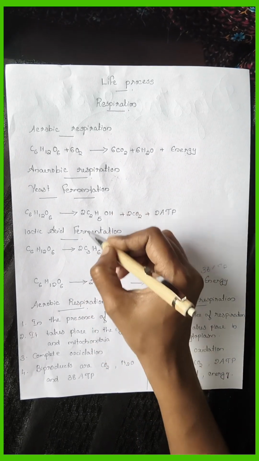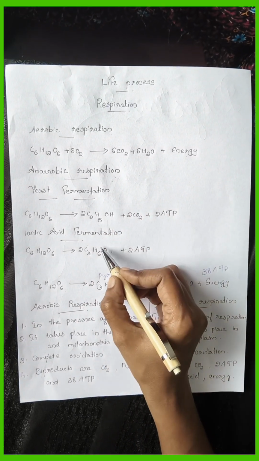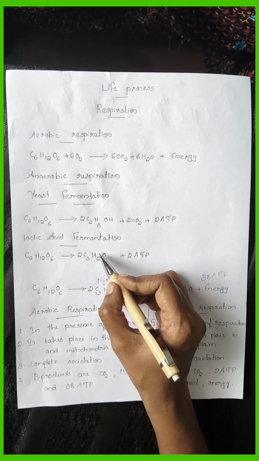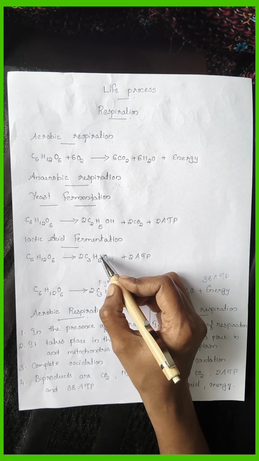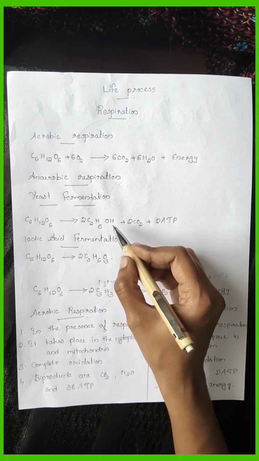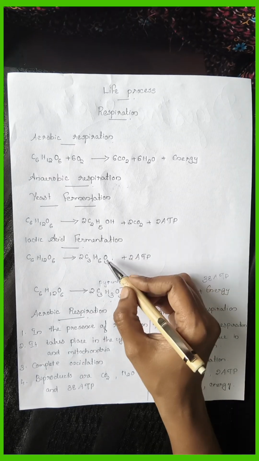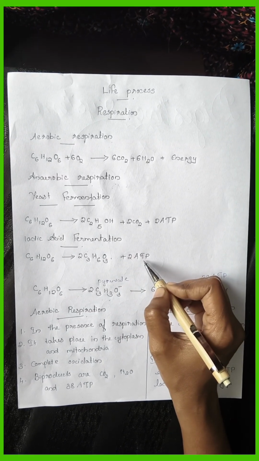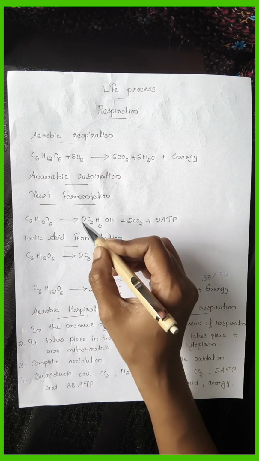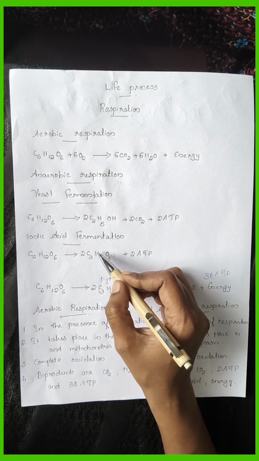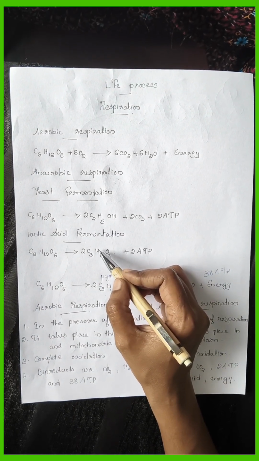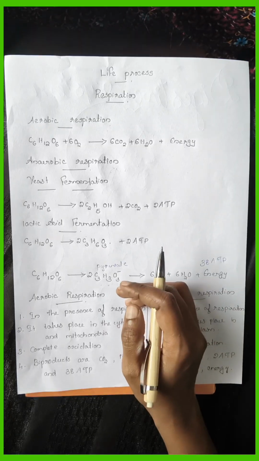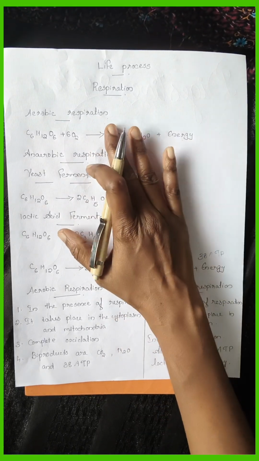These two processes, yeast fermentation and lactic acid fermentation, are incomplete oxidation, or partial burning, or partial oxidation of food. Only 2 ATP molecules are formed. Both these processes, yeast fermentation and lactic acid fermentation, take place completely in the cytoplasm. So this is about the two different types of respiration.